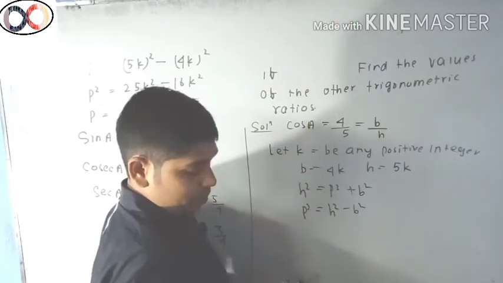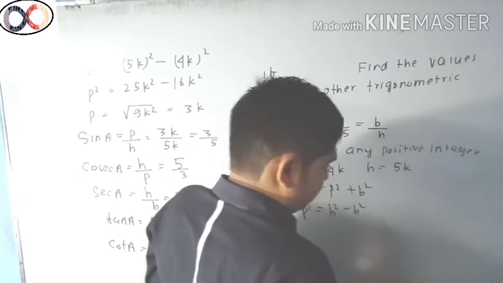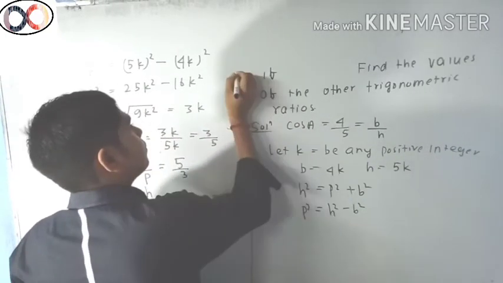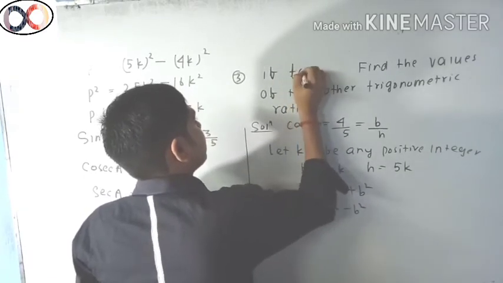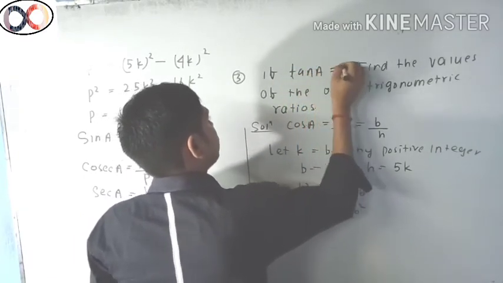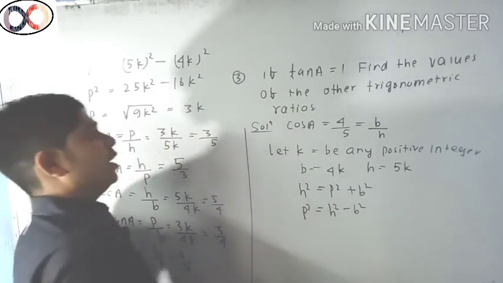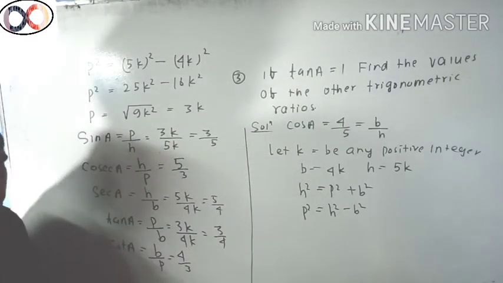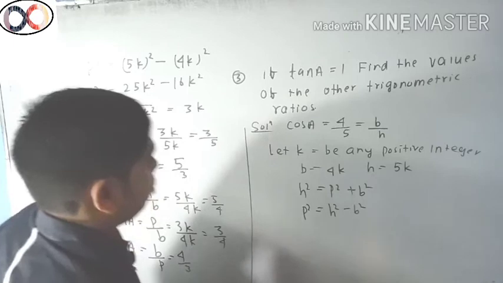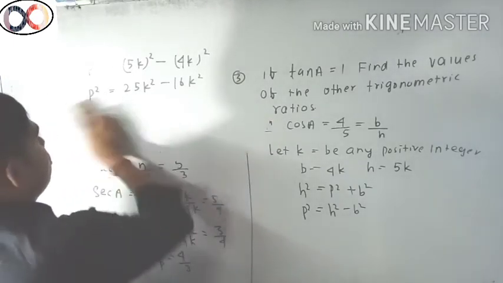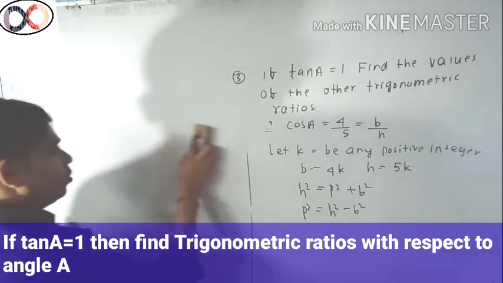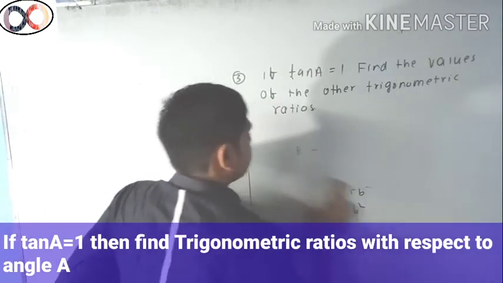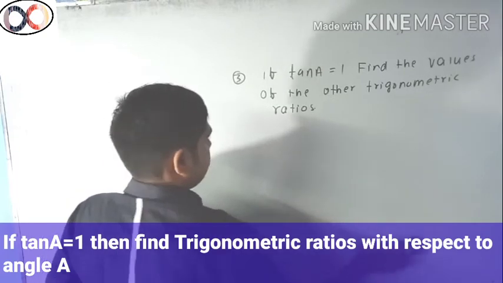Here is question number 3. If tan A equals 1, okay, one of the trigonometric functions is given. You need to find all of the trigonometric functions if tan A equals 1. So you can process that question, and you will get the answers.